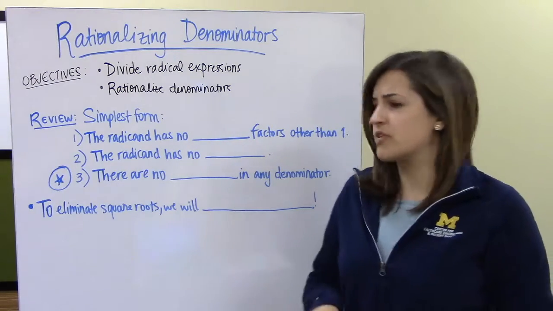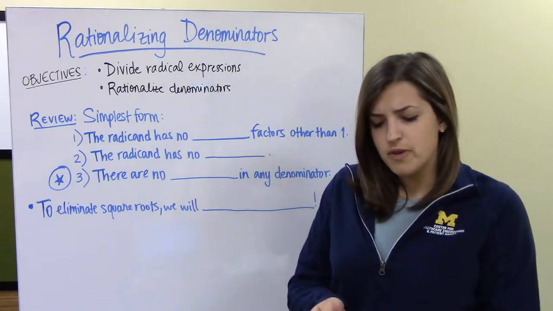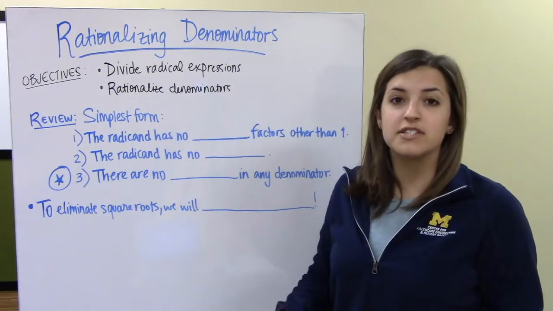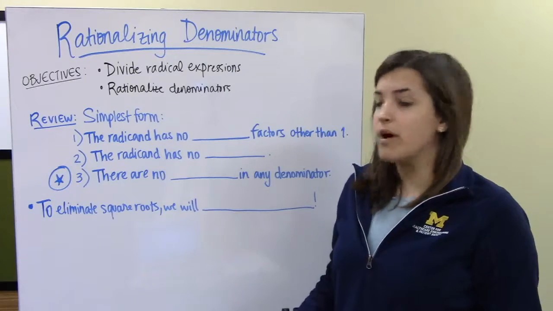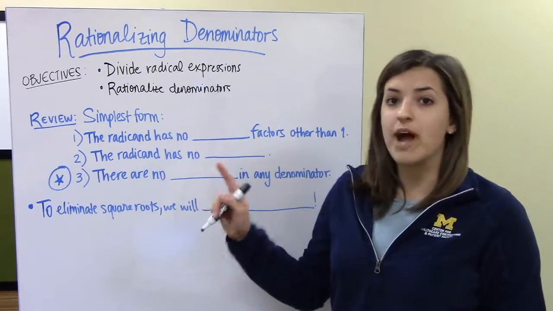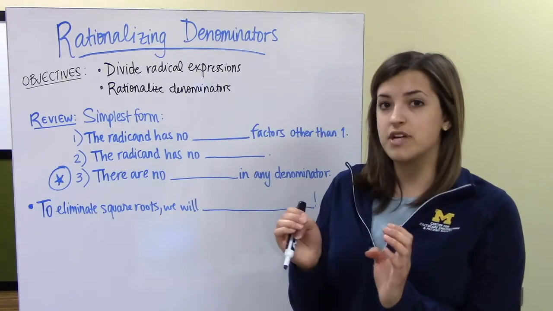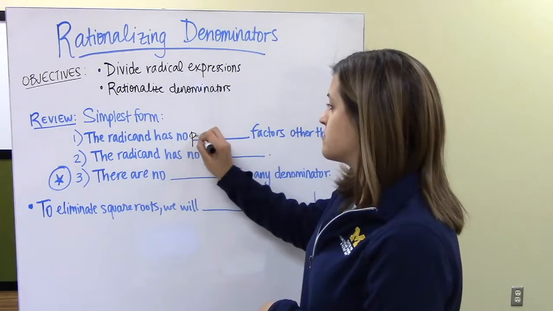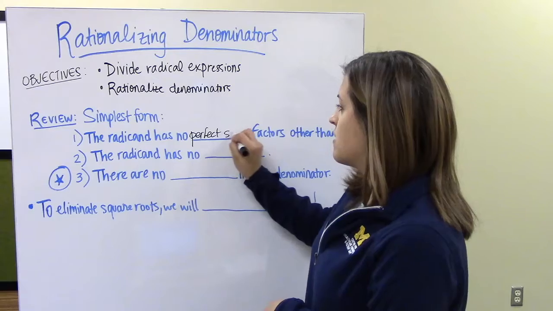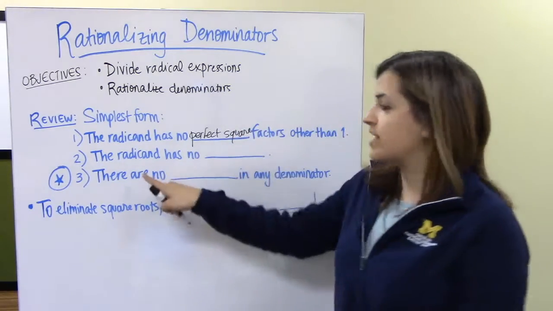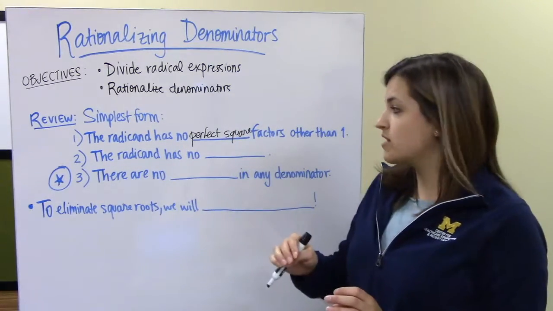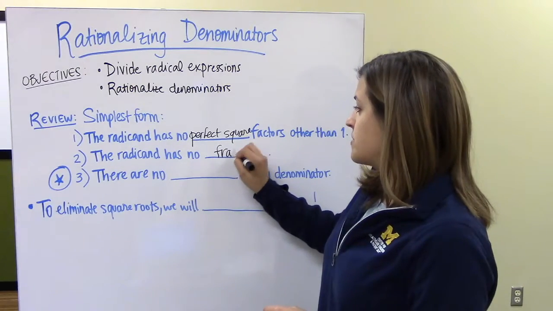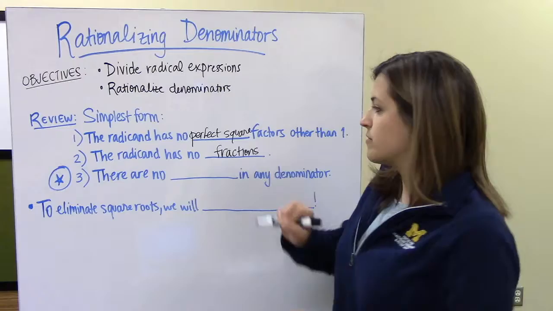So let's do some review first. Do you remember, back when we started learning about radical expressions, we wanted to get our radical expressions in simplest form. So there were three requirements for this. The first one was that the radicand, or the thing under the square root sign, had no perfect square factors other than 1. And it also had no fractions. So we didn't want to end up with any fractions in our square root sign.